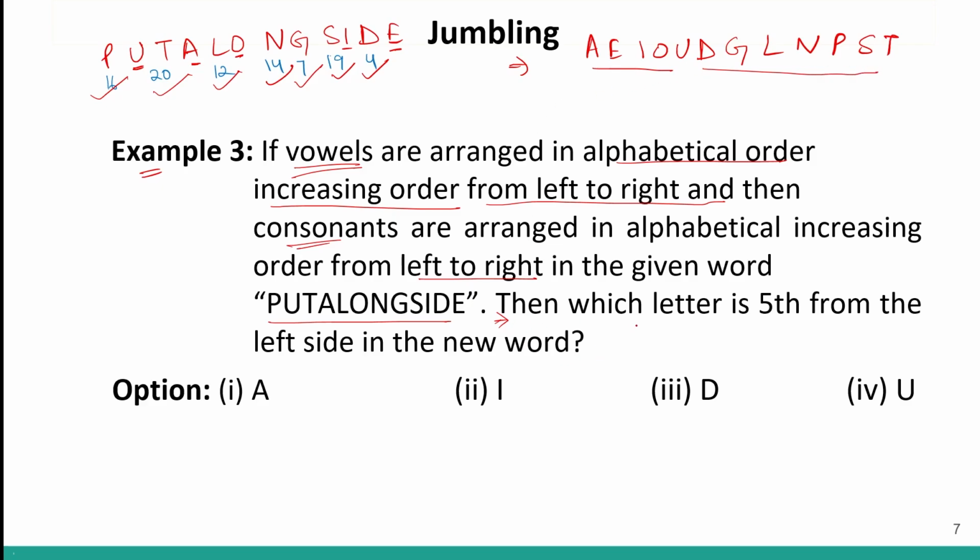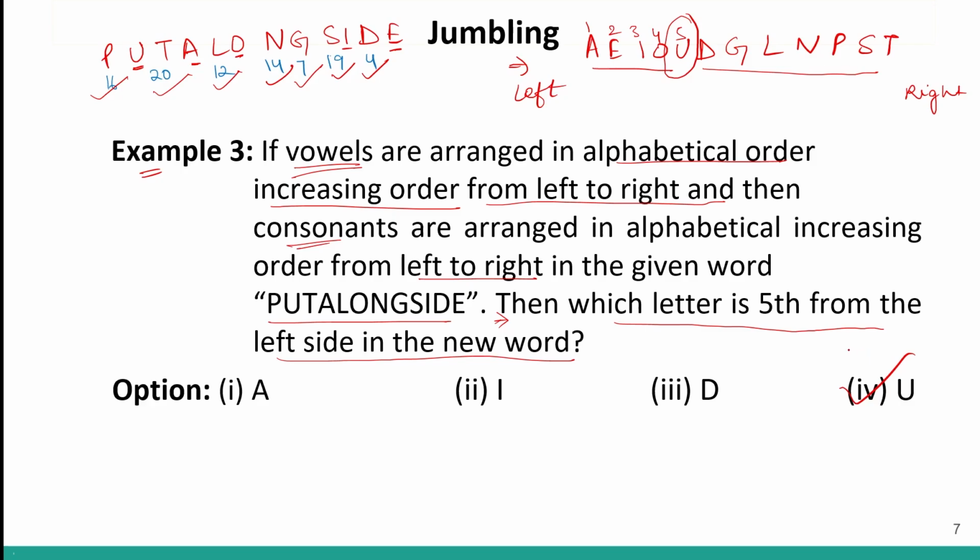Now, we have to find out which letter is fifth from the left side in the new word. So left side will be this side, correct? This is your right and this is your left. So from left, we have to find the fifth one. So this is first, second, third, fourth, fifth. So fifth from left will be U, which is option number 4. So option number 4 will be the correct answer.